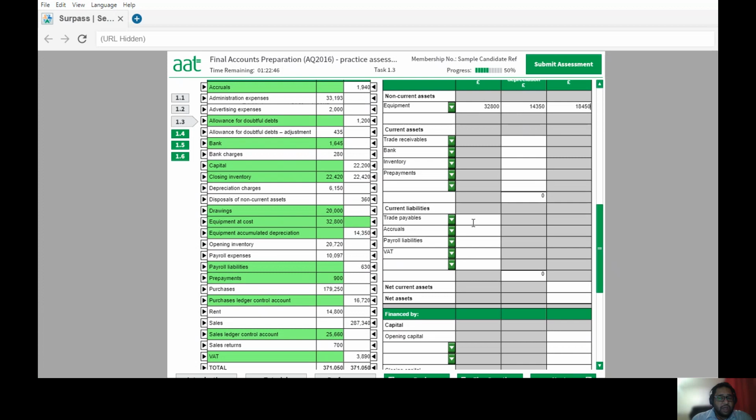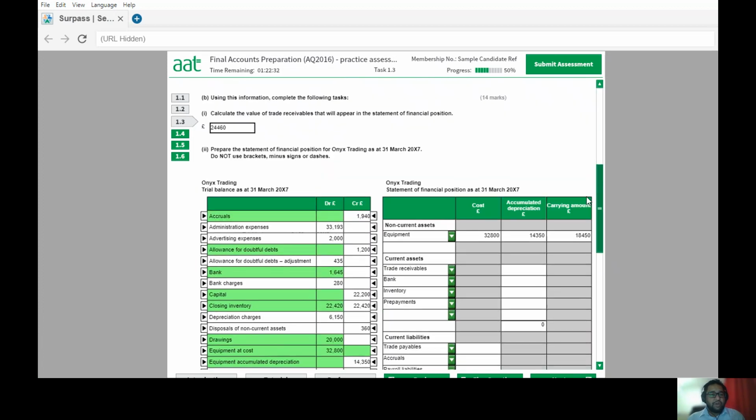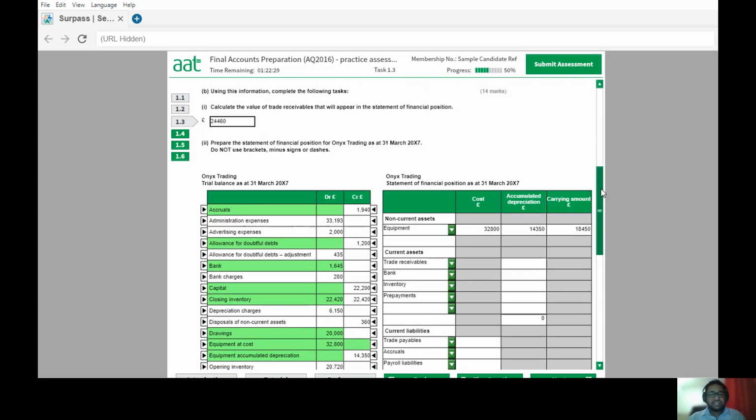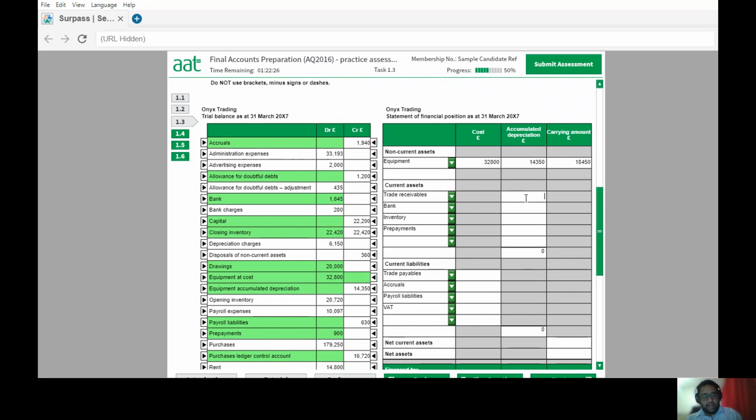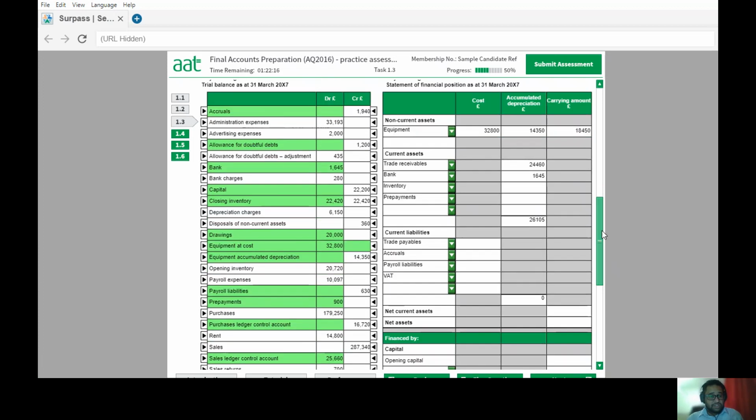So then once you find those accumulated amounts there, you'll be able to find the net current assets. And then when you add them together with your non-current assets, you should have your net assets. Okay, so let's find the figures. The trade receivable, we worked out 24,460 because it is net of your allowance for doubtful debt. We're going to use that figure here. The bank amount is going to be 1,645 pounds. The closing inventory, on the other hand, is £22,420, and the prepayments is going to be £900, and then trade payables.